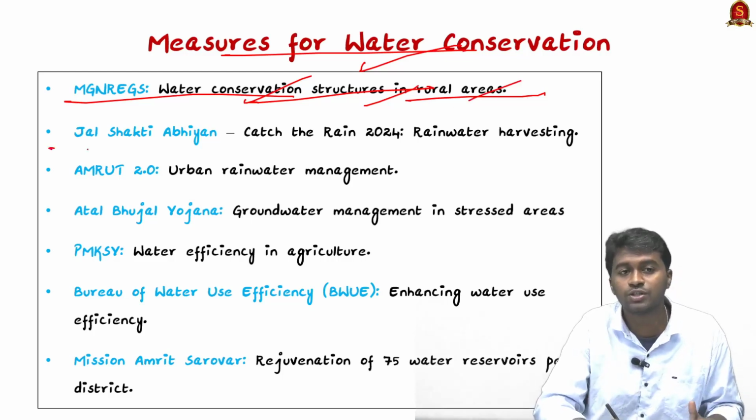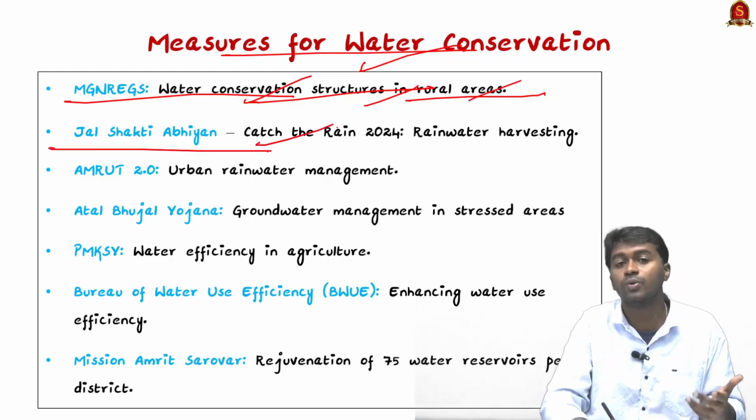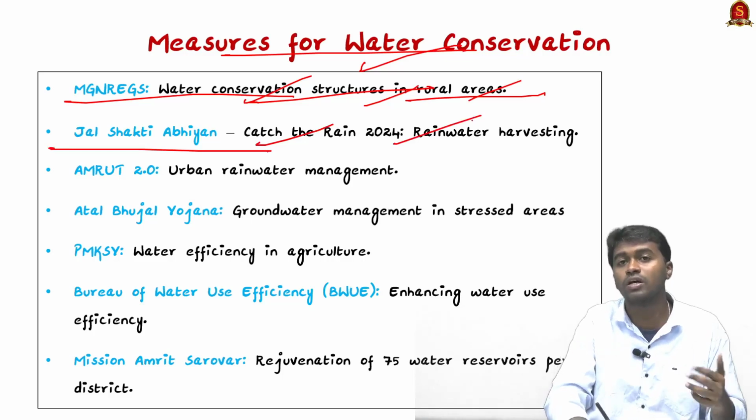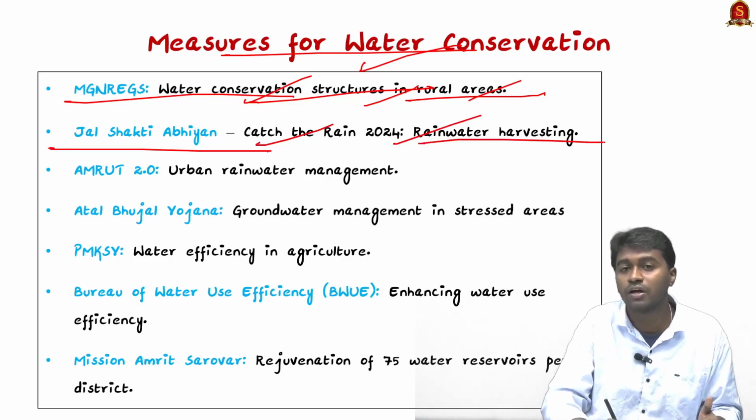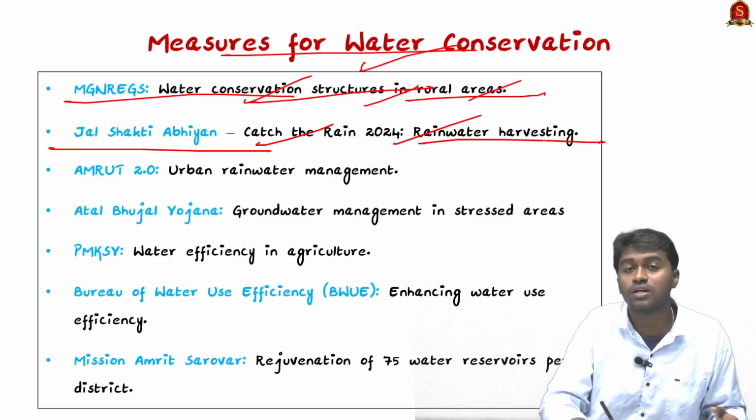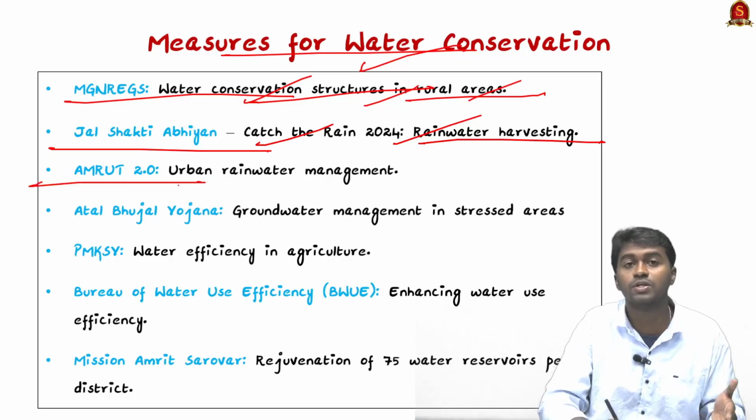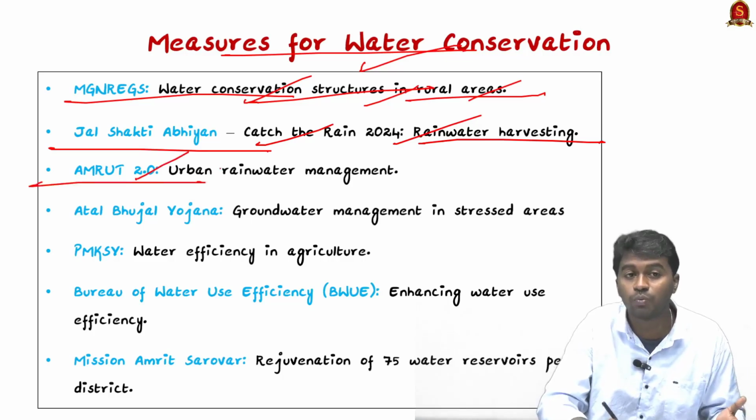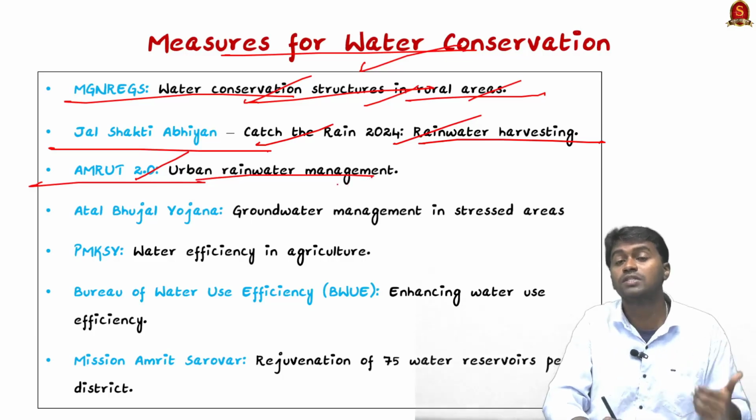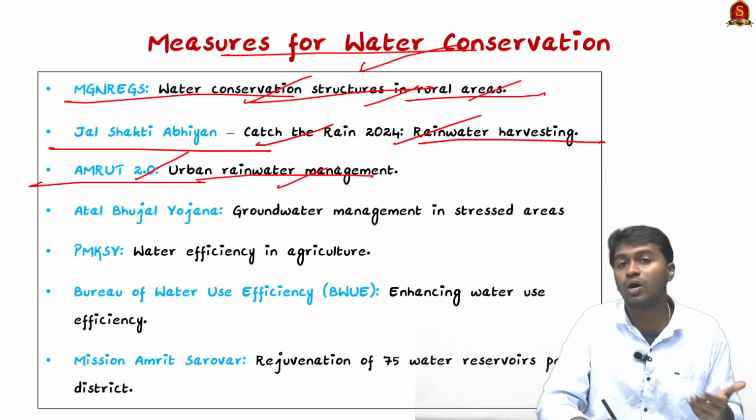And the next is Jal Shakti Abhiyan Catch the Rain 2025, which is talking about the importance of community participation, rainwater harvesting, and also repairing and restructuring of the water conservation infrastructure. And the next we have the Atal Mission for Rejuvenation and Urban Transformation 2.0, which is giving importance to urban water management.